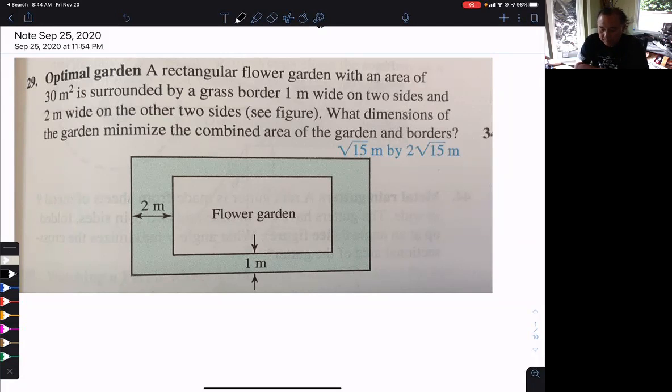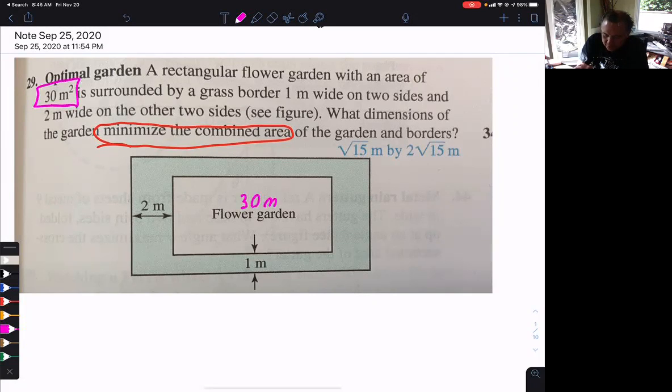Okay, so this garden problem. First, find what you're trying to maximize or minimize. We want to minimize the combined area. The combined area is the garden and the sides around it, the grass border. So we want the minimum area. Now, why would you want to minimize that? Because you want to take the least amount of space, right? But also notice they want the garden to be a specific size. The actual flower garden, this inside part, they want to be 30 square meters.